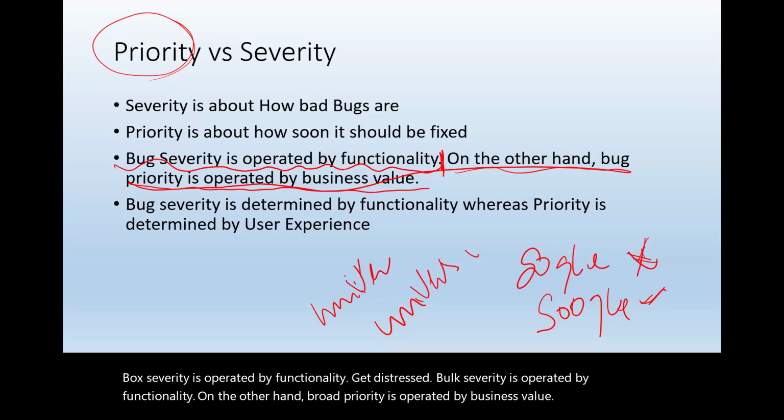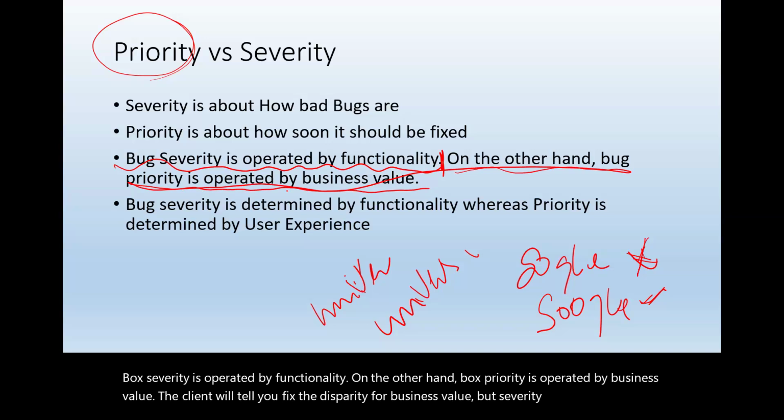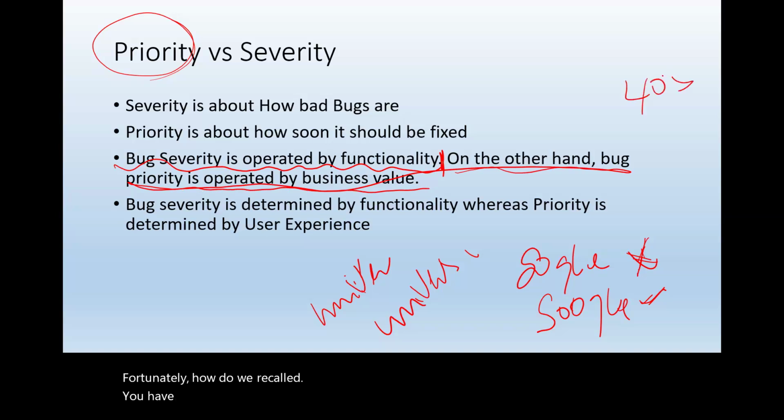Bug severity is operated by functionality. On the other hand, bug priority is operated by business value. The client will tell you, fix this, it's priority for business value. But severity has to do with the functionality, has to do with code. You have errors like 404, 405, and 504, HTTP, all those things are from a code point of view.